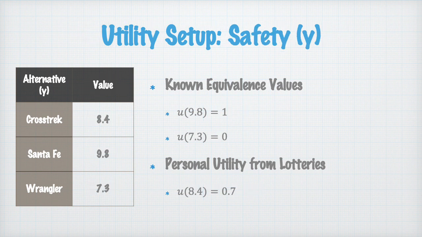Similarly, we follow the same format with the table on the left showing what the safety score is for our 3 alternatives. The same approach will be taken with the most desirable attribute, such as the 9.8 value for the Santa Fe having a utility of 1, and the lowest score for the Wrangler being a 7.3, getting a utility of 0. Again, we use lotteries in order to determine what the personal utility is, which is approximately 0.7 for the Crosstrek.